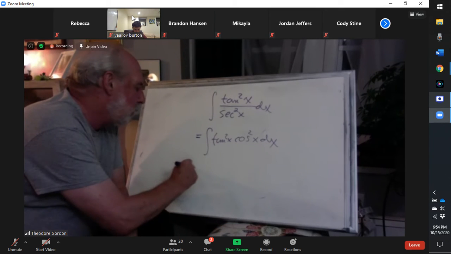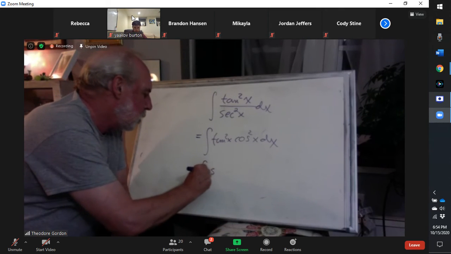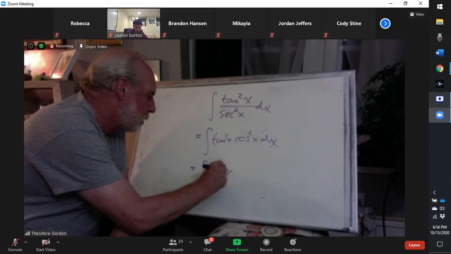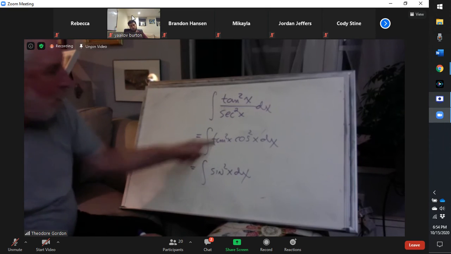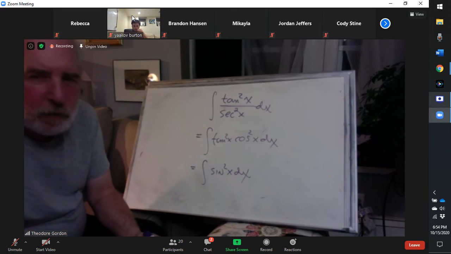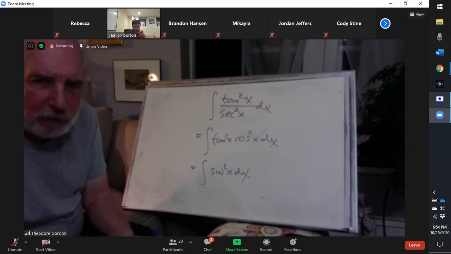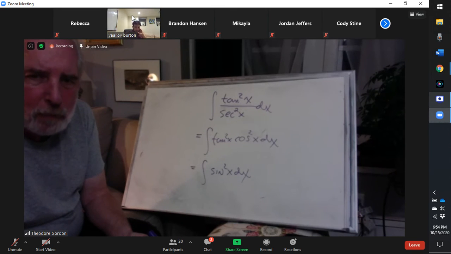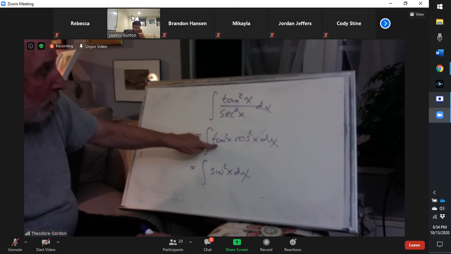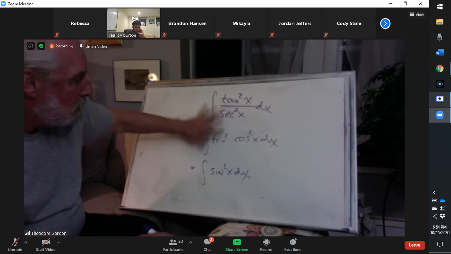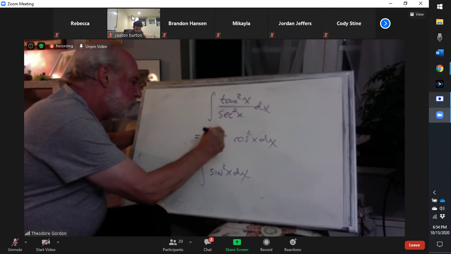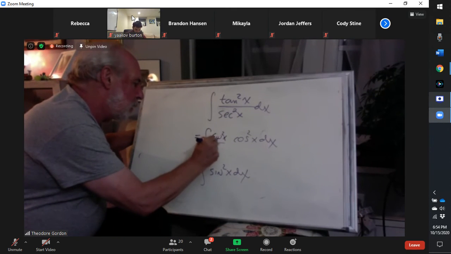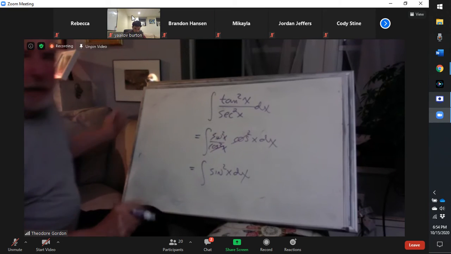And now I can do this. How did I get there? This turns into this. Do you see how? I'll show you in a minute in case you don't. Tan x is sine over cosine, so the cosines cancel out. So tangent squared is sine squared over cosine squared, and then they cancel out.